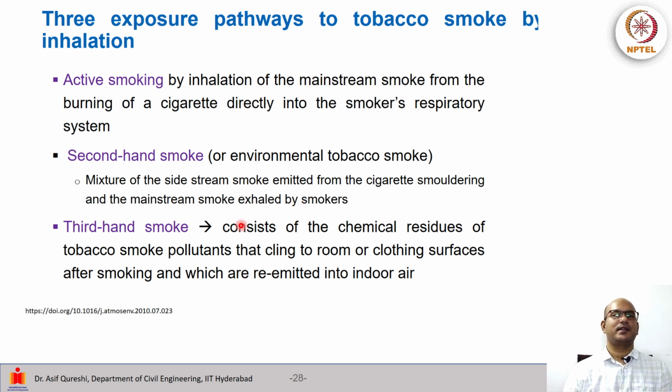The third pathway is third-hand smoke, which consists of the chemical residues of tobacco smoke pollutants. These residues cling to room and clothing surfaces long after smoking, and then can be re-emitted into the indoor air, and when a person inhales this air, the person is basically having third-hand smoke. So these chemical residues from tobacco smoke will be on the room and clothing surfaces, and then when they are re-emitted, another person inhales them, and that becomes third-hand smoke.